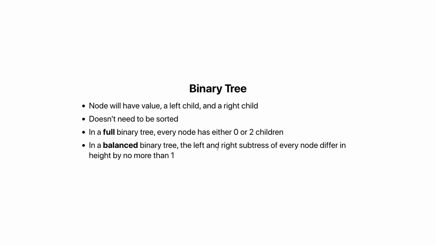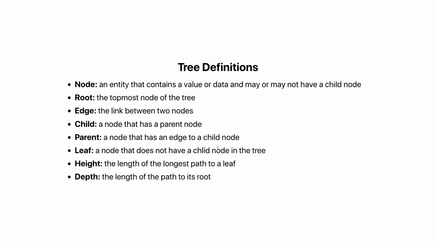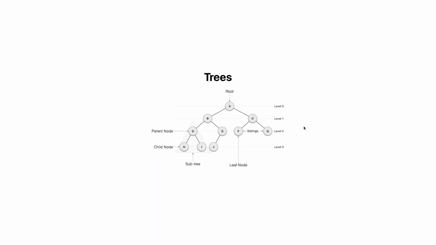A balanced binary tree is when the left and right subtrees of every node differ in height by no more than 1. And this is just saying that we're basically getting to a minimal depth height for the whole tree while also trying to keep it as full as possible.